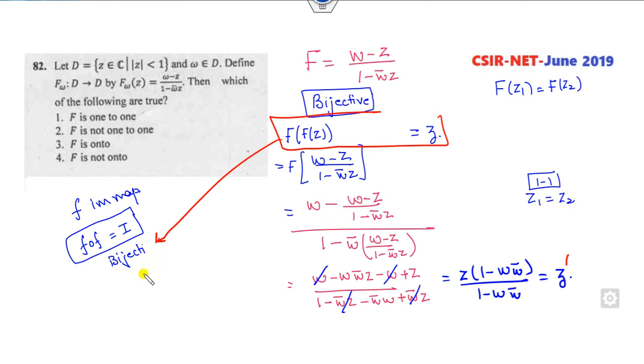So it means it is bijective. Bijective means it's one-one as well as onto, both. So f is onto, correct option. f is one-one, correct option. So the second and the fourth are wrong. A and C are my correct options.